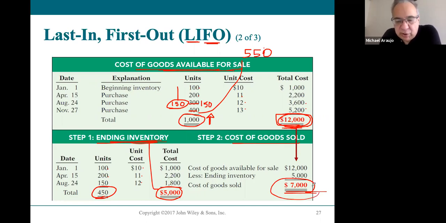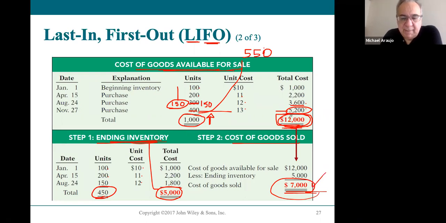How do you know what you sold? 550. Well, these 400 units at $13 were sold. So part of your cost of goods sold is the $5,200. And half of this has been sold, which is $1,800. $1,800 plus $5,200 is your $7,000. So you can check it.